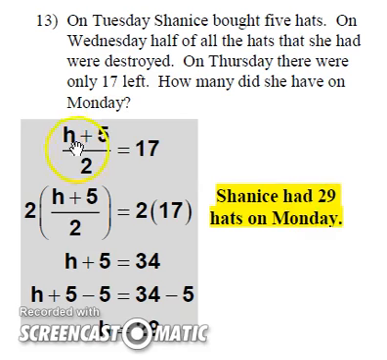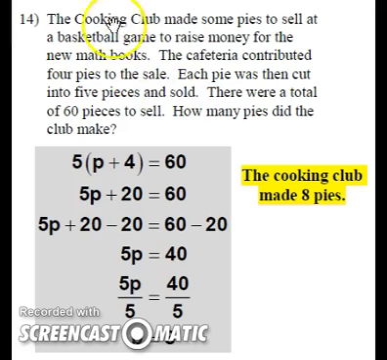Let's just double check. 29 plus 5 is 34. 34 divided by 2 is 17, so we're good to go. And the last one here, number 14. The cooking club made some pies to sell at a basketball game to raise money for new math books. The cafeteria contributed 4 pies to the sale. Each pie was then cut into 5 pieces and sold.